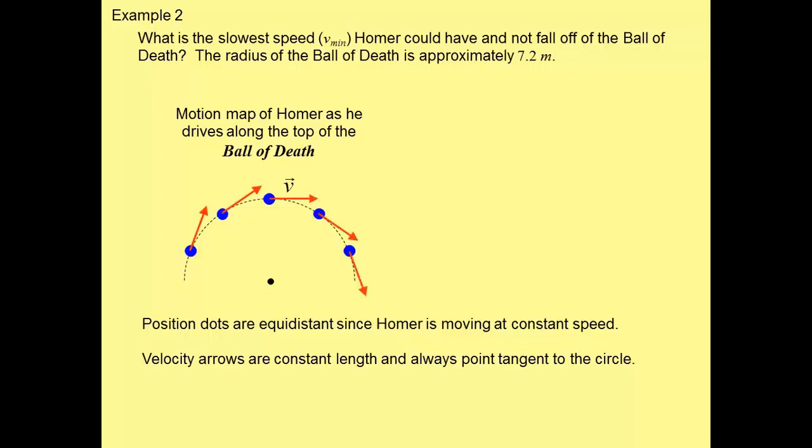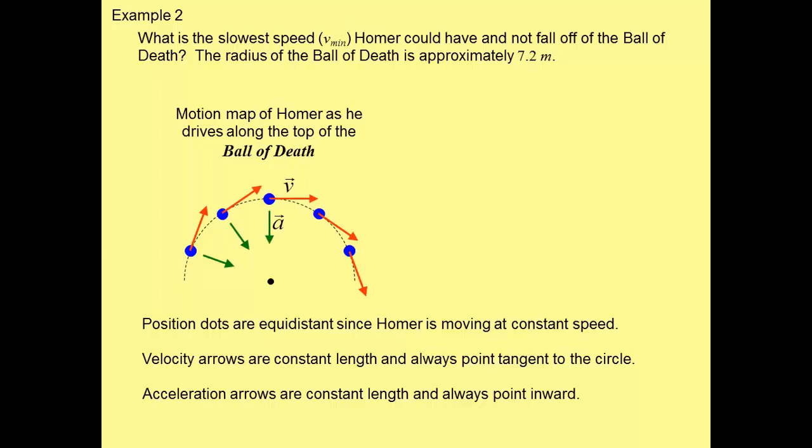And the acceleration arrows should also be constant since the speed and radius are constant, and should point inward. So at the top, the acceleration is down. And remember, that means the net force will be down. So there's our motion map. So we've really made a motion map of the entire circle with the last couple of problems.